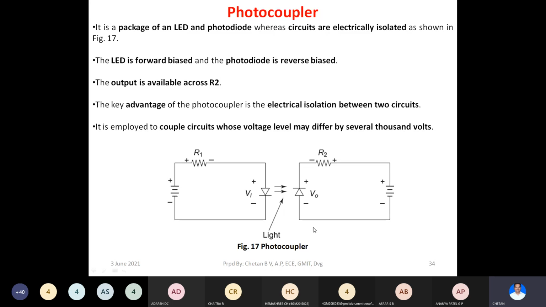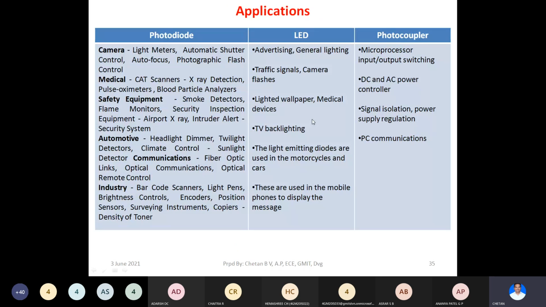So these are some of the applications of photodiode, LED, and photocoupler. In the case of photodiode, you can find an enormous number of applications. The first one is camera applications, right? It is used in cameras as light meters, automatic shutter control, autofocus, photographic flash control, etc. In medical devices, it can be used in CAT scanners and X-ray detection. The most important thing is the pulse oximeter, which we are using in day-to-day life. Here you can find a photodiode, then blood particle analyzers, and so on.